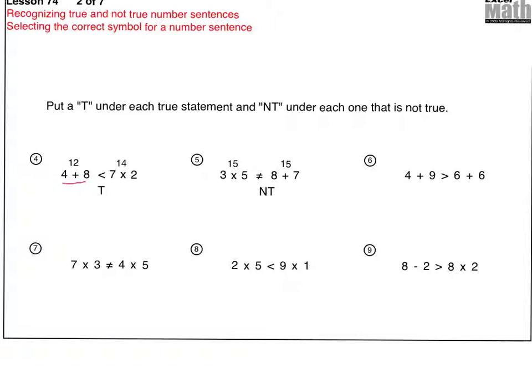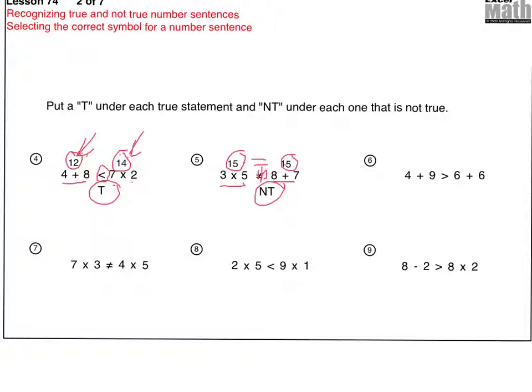4 plus 8. Notice that they solved it right here. That's your show work. And then 7 times 2, of course, is 14. They wrote that right there. And then they look at the symbol in the middle. Is 14 bigger than 12? Yes. So we say that that's true. How about this one? 3 times 5, show your work here as 15. 8 plus 7 is 15. 15 is not equal to 15? No, that should say equal. 15 equals 15. So the answer is not true because that symbol is wrong.